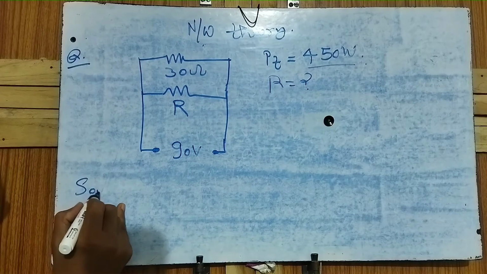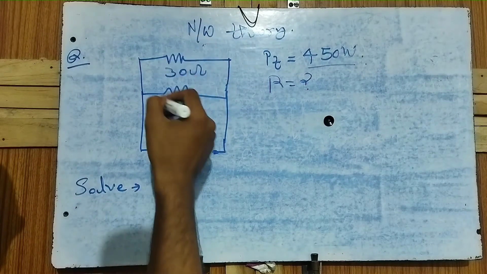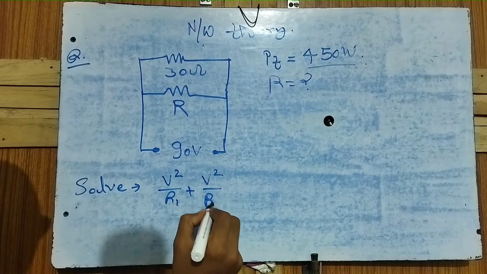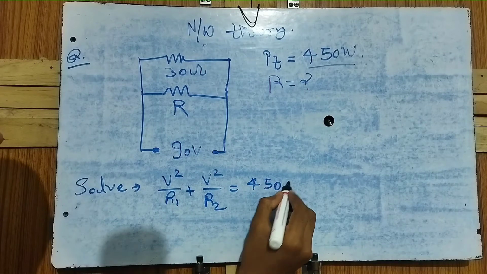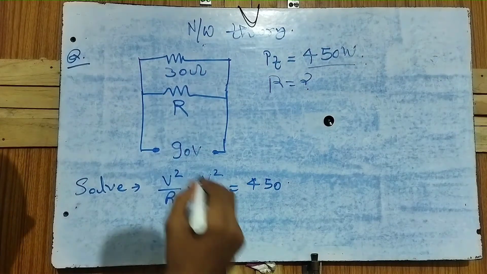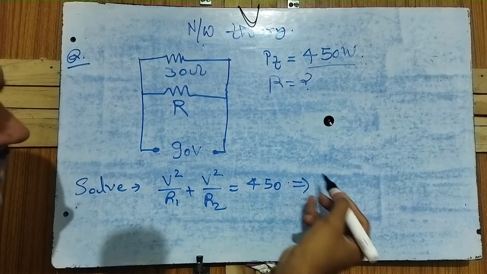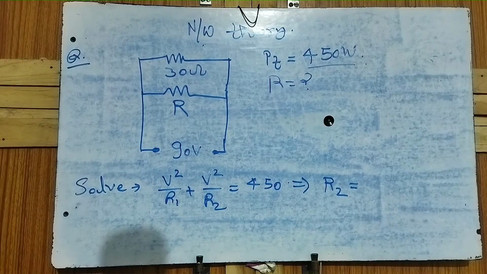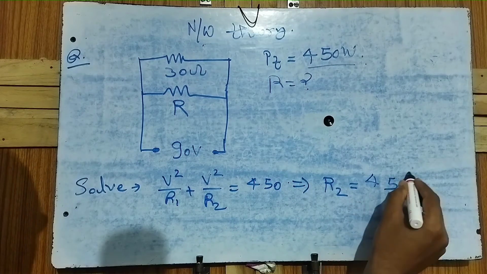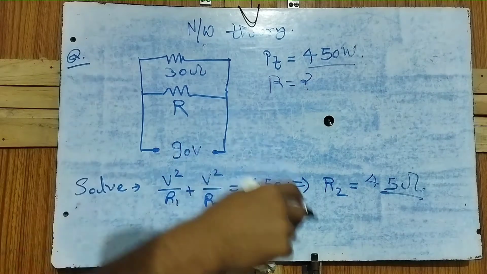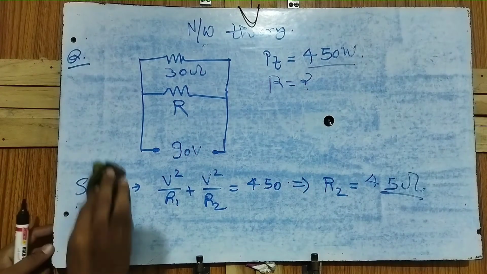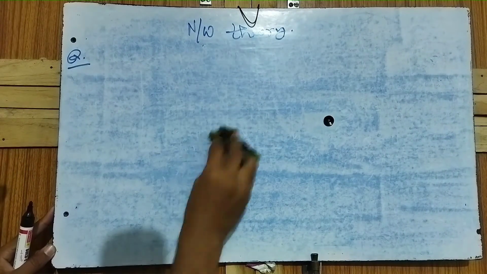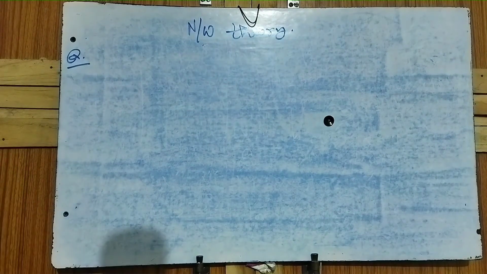Simple. I have told you earlier that the power of both will be added in the form of V square by R1 plus V square by R2 is equal to 450 watt. Right? So we know R1 is 30, R2 is R. Just put the values and calculate. The R2 will be 45 ohm. Right? If you put all the values, then you will get the 45 ohm resistance. I have told you in an earlier video. That is a repeated question.